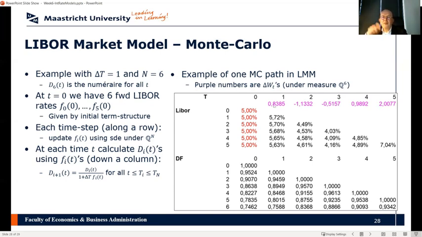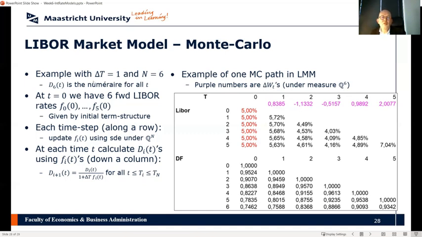Here in this example, I'm just using a one-factor model, which means I only have one Brownian motion that drives all the LIBOR rates. So the purple numbers here are the delta W's, so that's the change in the Brownian motion value, which is normally distributed with mean 0 and variance delta T. So these are just N(0,1) numbers. So these purple numbers are the random numbers that I draw.